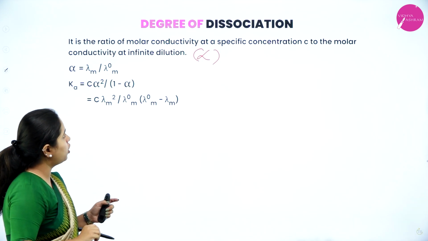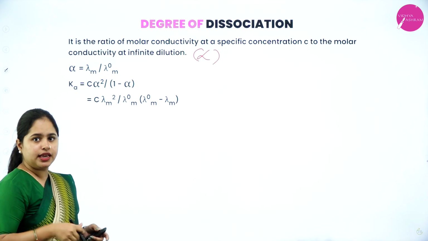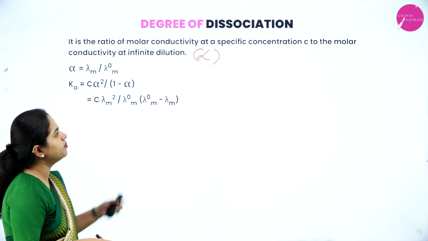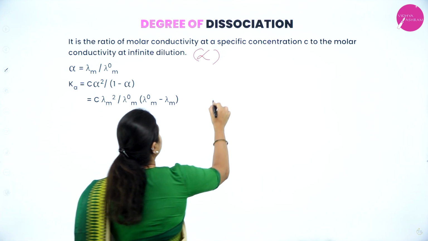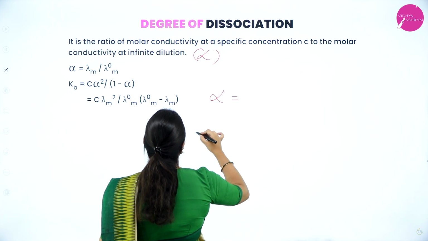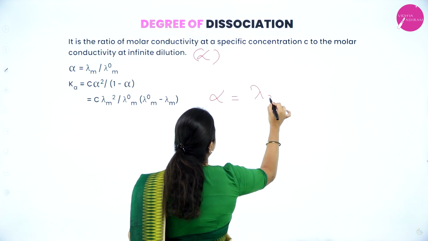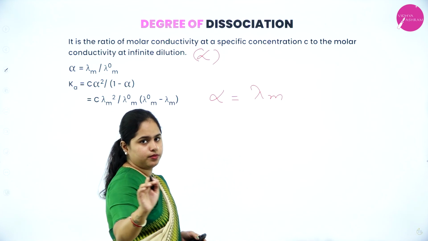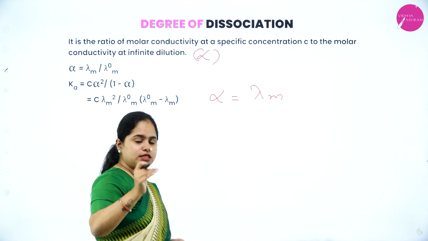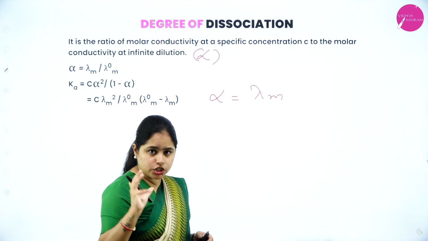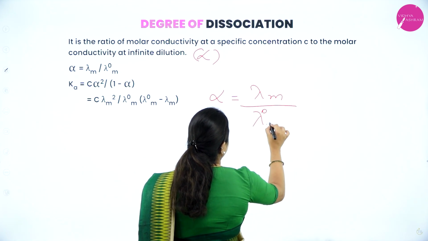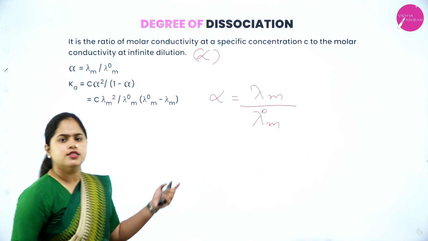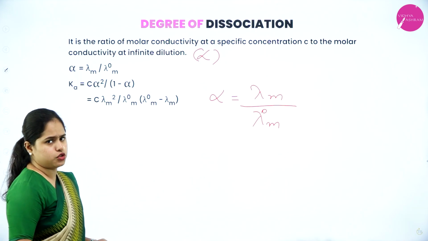It is the ratio of the molar conductivity at any specific concentration to the molar conductivity at infinite dilution. So degree of dissociation is equal to the molar conductivity at any concentration. Let's imagine the concentration as C. At concentration C, the molar conductivity divided by the limiting molar conductivity. So this is the degree of dissociation.